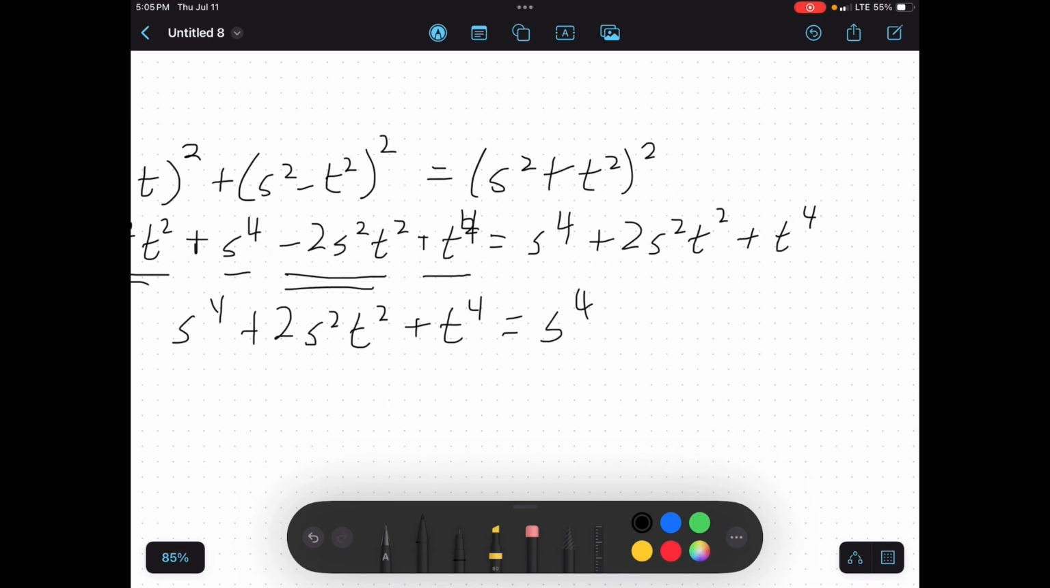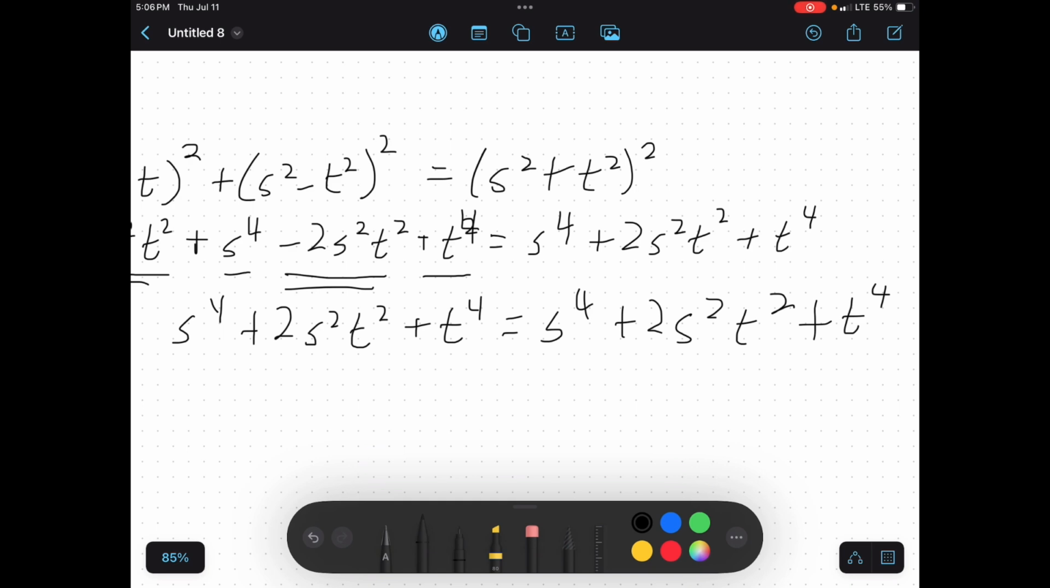s to the 4th plus 2s squared t squared plus t to the 4th. Same thing on both sides. So this implies that this would work for any s and t, even if they were not integer values. And while that is true, generally speaking, when we're talking about Pythagorean triples, we are talking about Pythagorean triples in regards to integers, though there is a case to be made for certain decimal values as well.